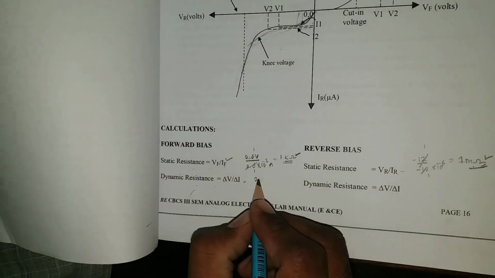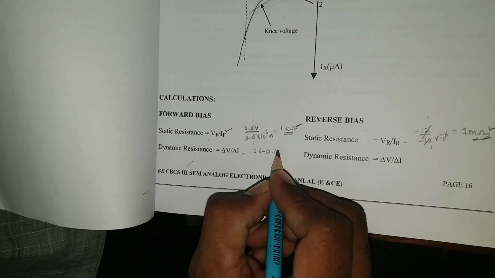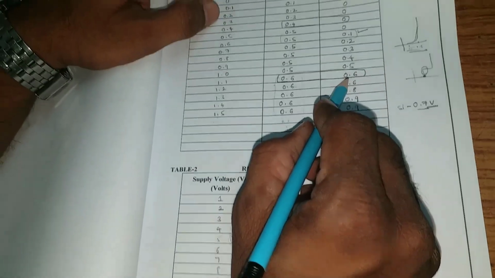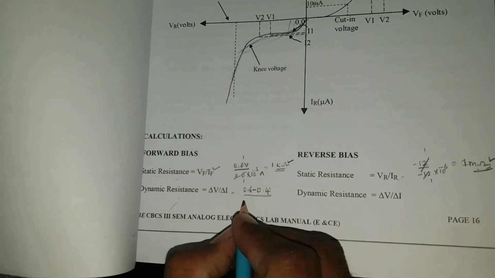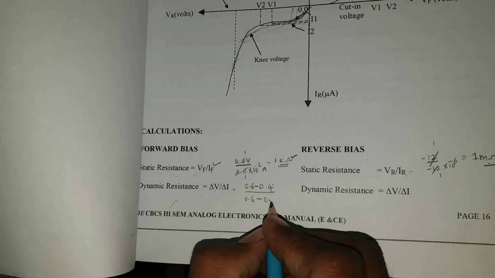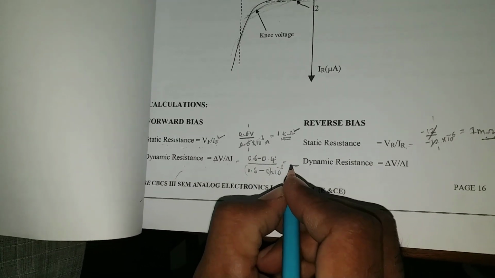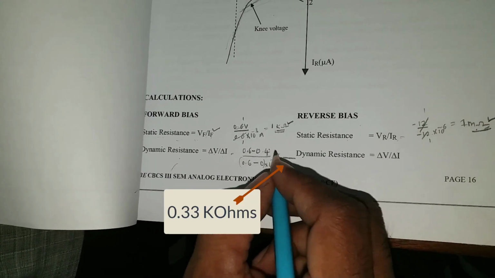So the voltage change is 0.6 minus 0.4. And what is the current change? 0.6 minus 0, into 10 to the power of minus 3 again, because we have milliamps. So this calculation can also be done, and you will get it within the kilo ohms range.